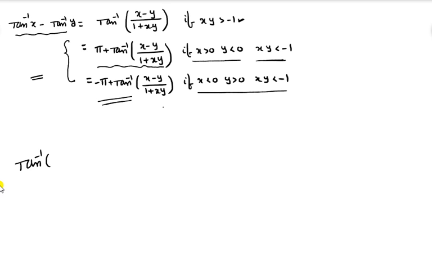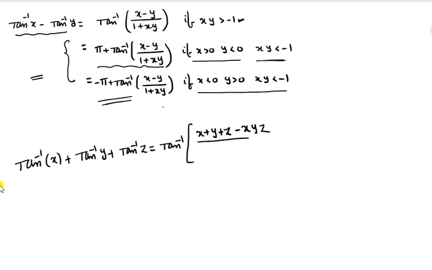Let us see, there is another one also here, tan inverse x plus tan inverse y in general. Tan inverse x plus tan inverse y plus tan inverse z we can write as tan inverse of (x plus y plus z minus xyz) divided by (1 minus (xy plus yz plus zx)).